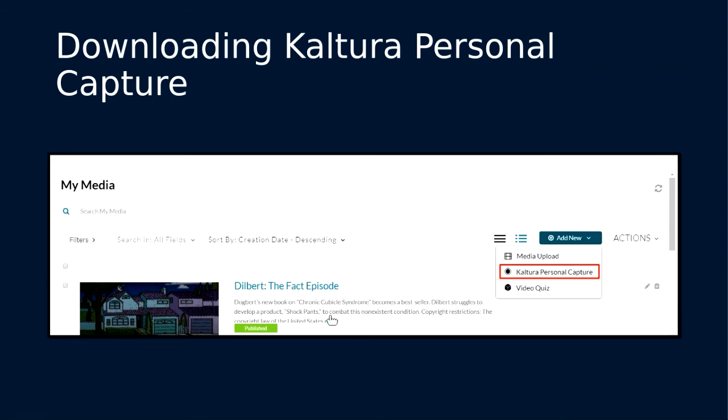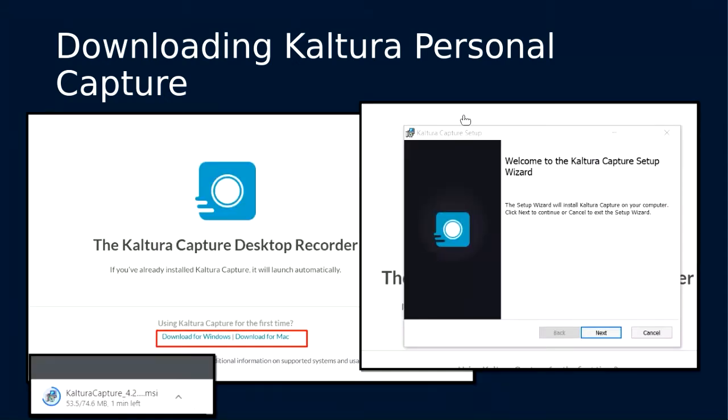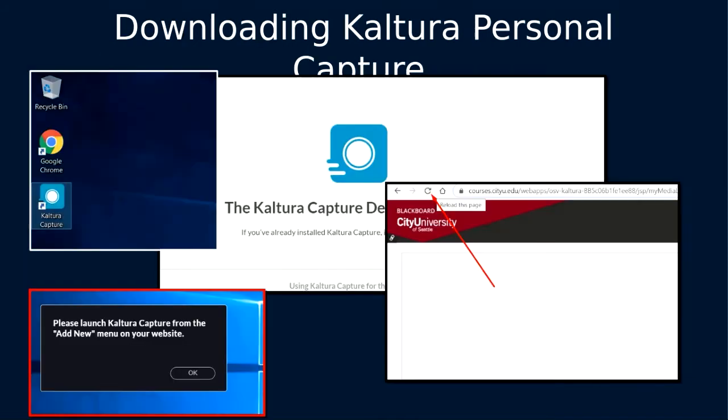But to get to Kaltura Capture, and this is what you would do if you wanted to record a Kaltura video anyway, you click on Add New and go to Kaltura Personal Capture. And because the system recognizes that you don't have it, you can just go ahead and press Download for Windows or Download for Mac, whatever system computer that you have. And then you start the download process and you install it onto your computer. And once that's done, you go ahead and refresh your page.